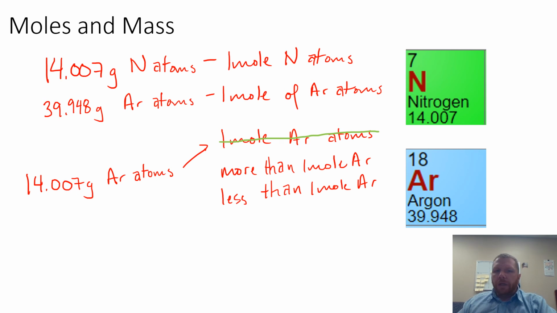Okay. My next option is I have more than 1 mole of argon atoms. Well, 1 mole of argon atoms, by definition, has a mass of 39.948. My number of grams of argon atoms is lower than that. So I do not have more than 1 mole of argon atoms. So ultimately, whenever you're given a definition like this, if you have 14.007 grams of argon atoms, you have less than 1 mole of argon atoms.